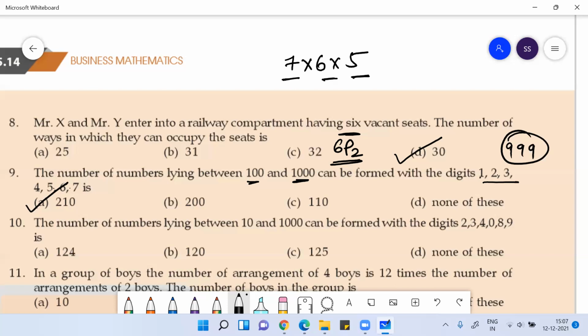Tenth one, the number of numbers lying between 10 and 1000 that can be formed with the digits 1, 2, 3, 4, 5. Again 3-digit, 0 cannot come. Any of the 5 digits can come. Digits also cannot repeat. They have not given this, but digits cannot repeat in all these cases.